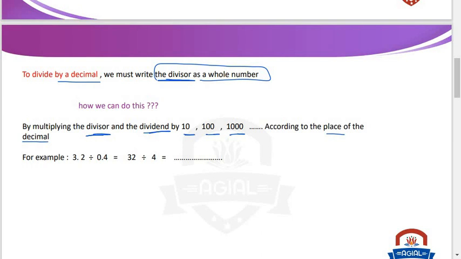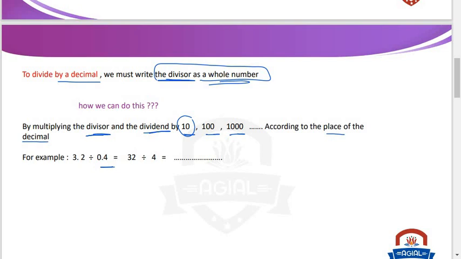Okay, if you can't understand, for example, 3.2 divided by 0.4. The divisor must be a whole number. So we will multiply by what? To get rid of the decimal point. The decimal point here is after how many digits? After 1. So we will multiply by 10. Why 10? Because the decimal point is after 1 digit. We multiply the divisor, so we must multiply the dividend too. So here, we will multiply divisor and dividend by 10.